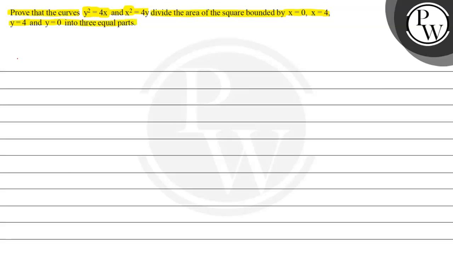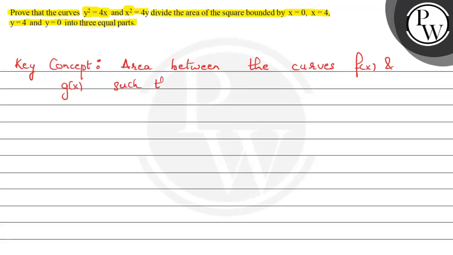Solution शुरू करने से पहले let's note down the key concept for this problem. So इस problem के लिए key concept है area between the curves. Say function f(x) and g(x) such that f(x) is greater than or equal to g(x) in the interval a to b, and the area in this interval is A equals integral a to b of f(x) minus g(x) times dx. Now with the help of this key concept, let's start our solution.